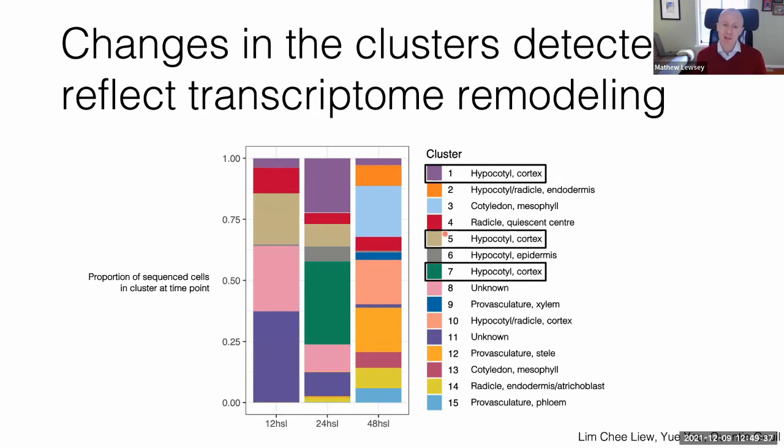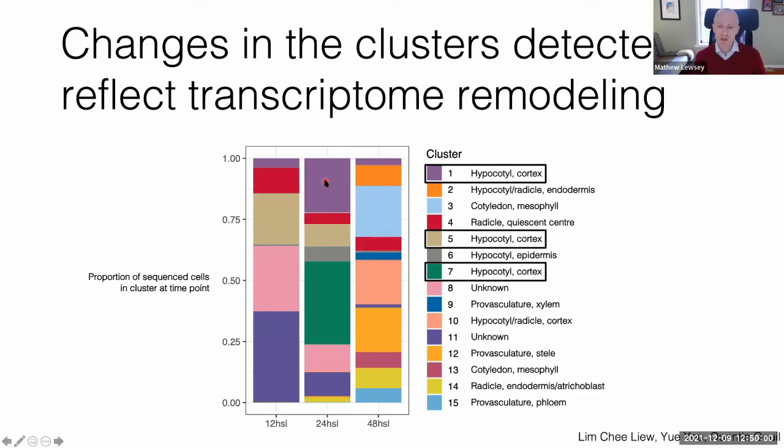And at each time point, I'm telling you the proportion of the sequenced cells that was annotated to a cluster. Looking at this very crudely, you can see the colors change. And that indicates the clusters we're detecting change. So we have different clusters that we're detecting. And actually, if we look, we're detecting clusters from different tissues and cell types over time.